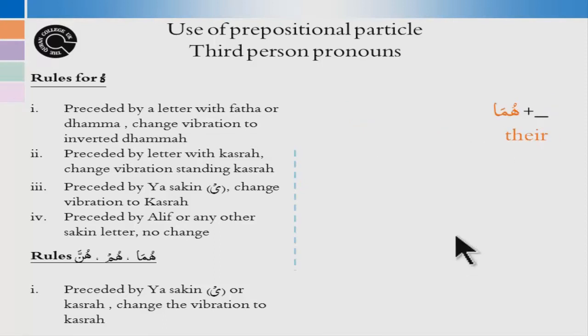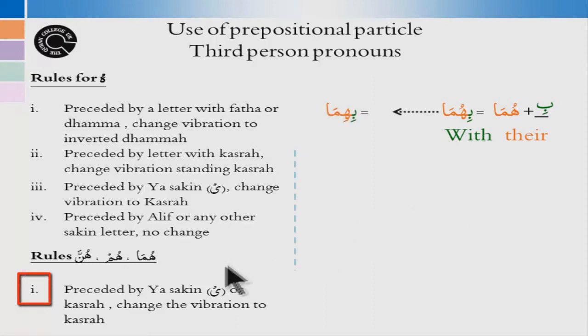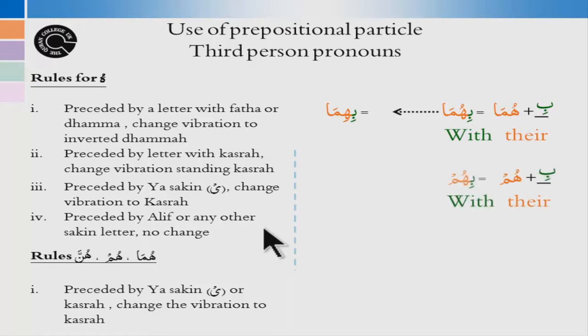Now let's take another one then, huma. When you apply the ba on that one, it will be then bihuma, and the huma, hum, and hunna rules: when it is preceded by ya or the kasra, then it changes itself to the kasra as well, so it will become then bihima. And similarly hum would become then bihum, and then hunna becomes then bihinna.